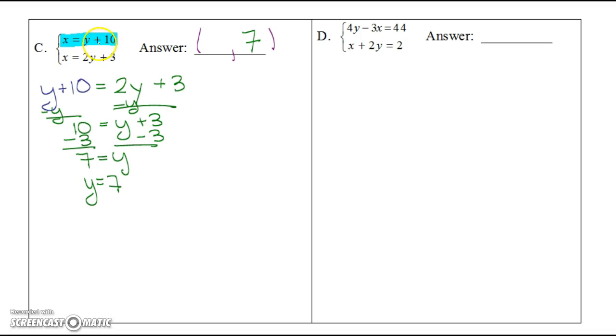It does not matter which equation you use to find the next value. Let's try the first one. It does look a little easier. So instead of y, I am going to substitute 7, and x equals 17. So these two lines intersect at the point 17, 7.